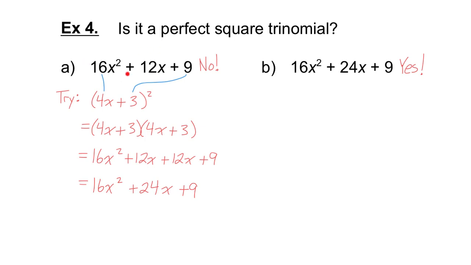Well, the first one is not a perfect square trinomial, but the second one is. Here's how I know. I tried 4x plus 3 squared. So when I square that, I get 16x squared plus 24x plus 9. Well, that's this one, not this one. So this is not a perfect square trinomial. This is a perfect square trinomial.